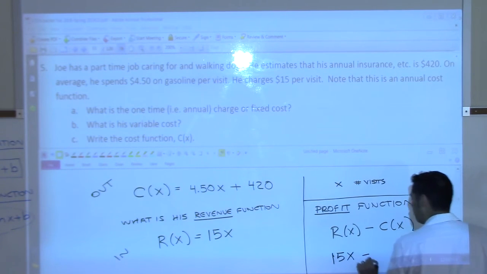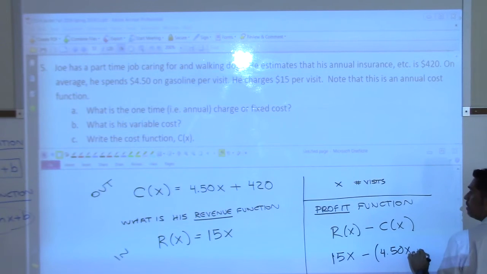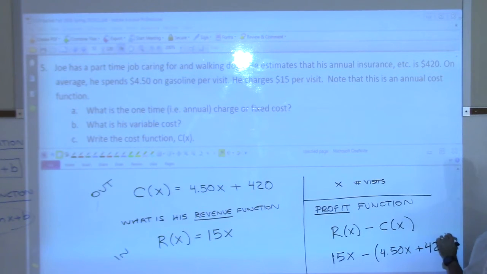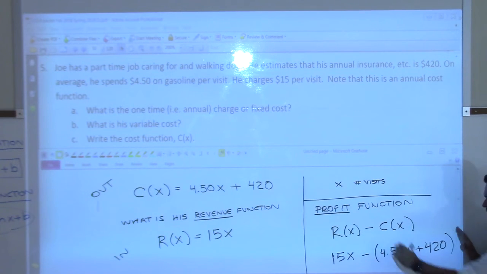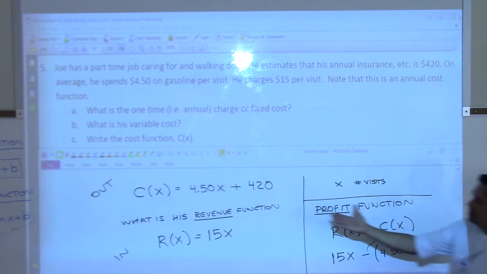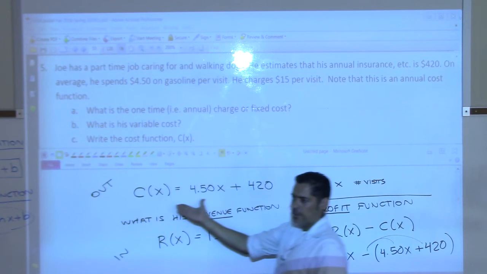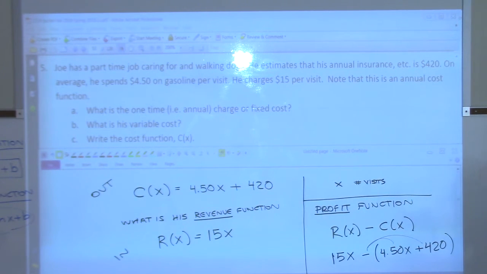So what would happen if I took this function right here, 15x, and I subtracted from it 450x plus 420. Notice the parentheses there, very important. If I took this and subtracted the whole cost function, I have to put the whole thing in parentheses like this. And then that negative distributes through. Look, on a test, this is all I'm going to ask you for right here, okay? This is all I'd want. But I feel like I need to take this the rest of the way.